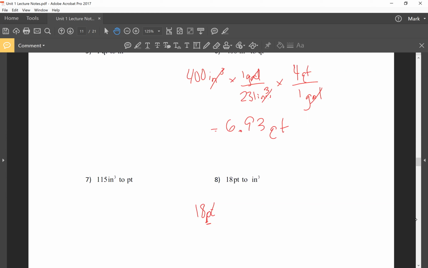So 18 pints, I want to change it to gallons. So I'm going to first change it to quarts. I know that in 1 quart, there is 2 pints. I know that in 1 gallon, there's 4 quarts, and then I can do my conversion.